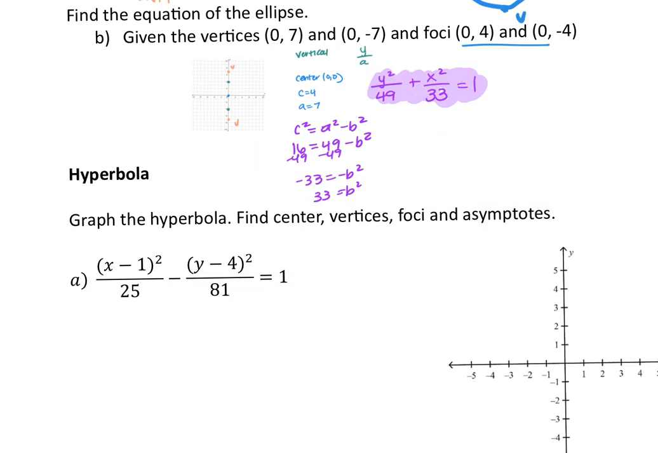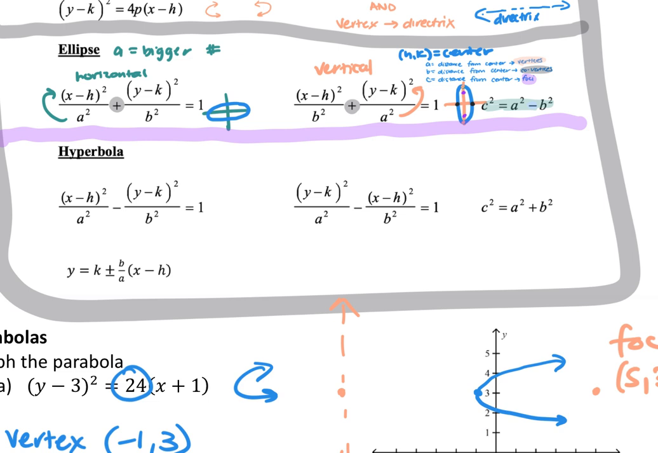All right, then came hyperbolas. Hyperbolas are those parabola-shaped curves, and they point out in either direction. Just like with ellipses, they are vertical or horizontal. This time the order matters. The A is the denominator that comes first. I know I'm in a hyperbola because of the minus in between. So the ellipse has the plus, the hyperbola has a minus.